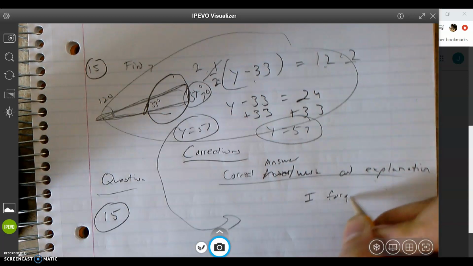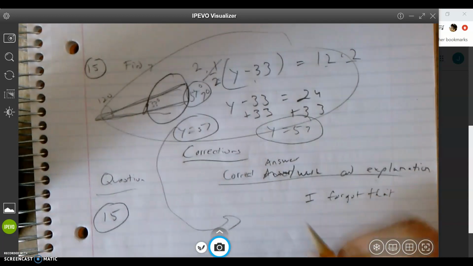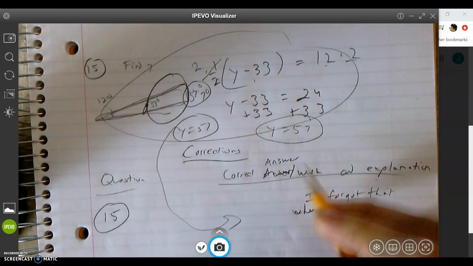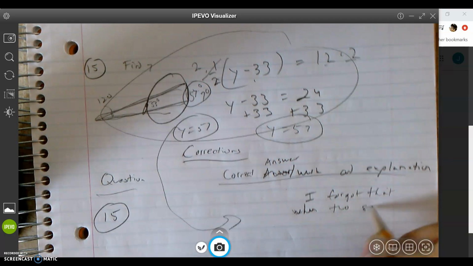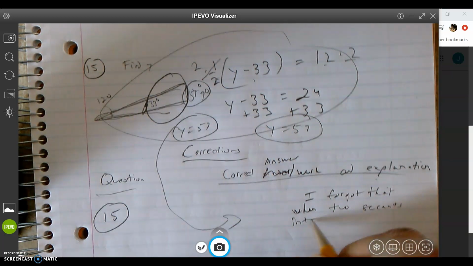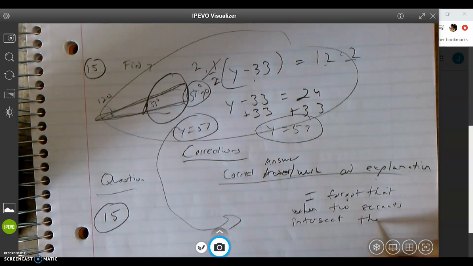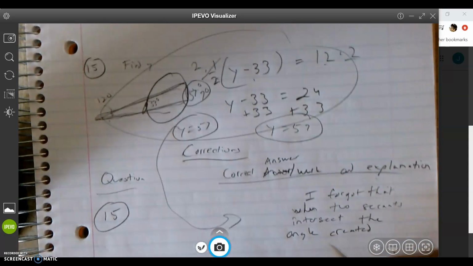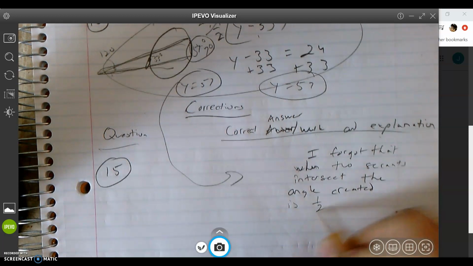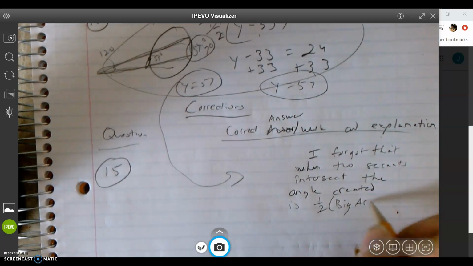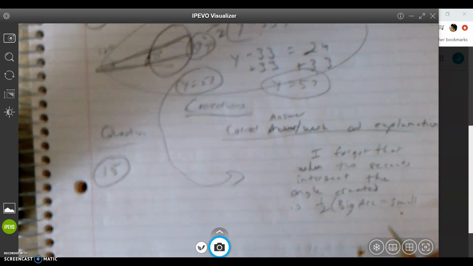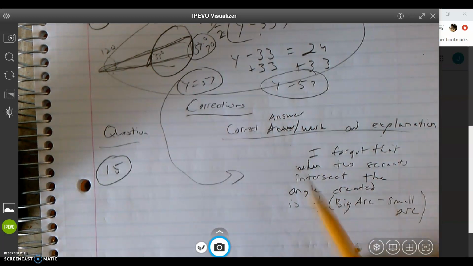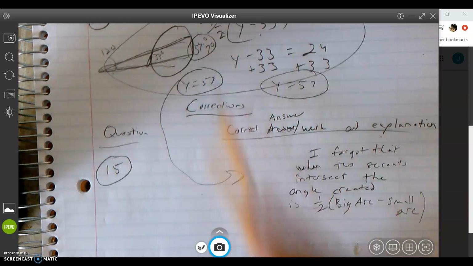I forgot that, this is like an example I'm writing, when two secants intersect, the angle created, which is this 12 right here, the angle created is 1/2 big arc minus small arc. Something like that. So this is a good explanation, and here is the extent of the notes I want. I want it all like that, okay?